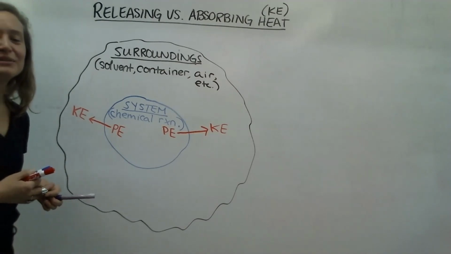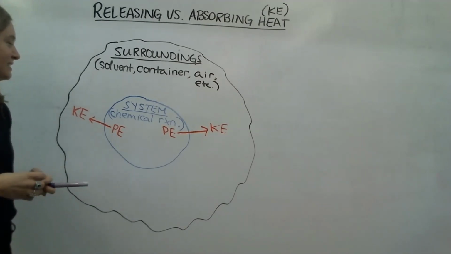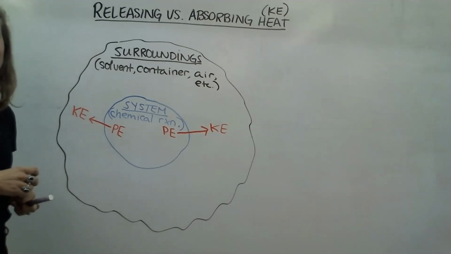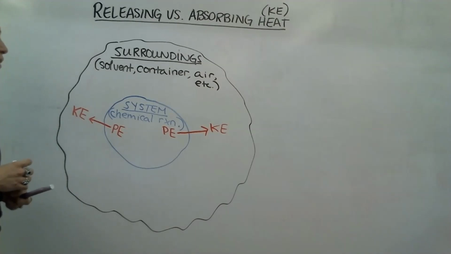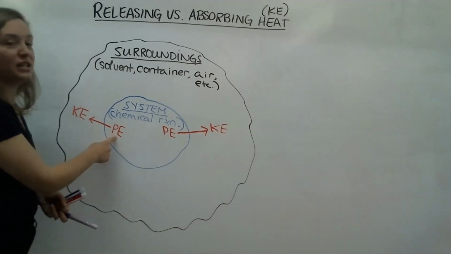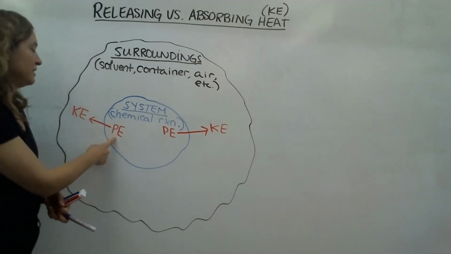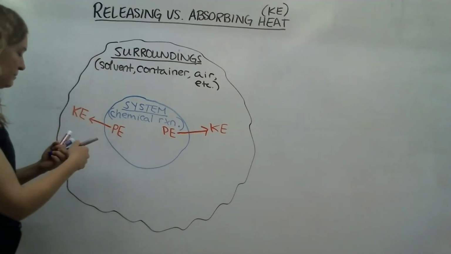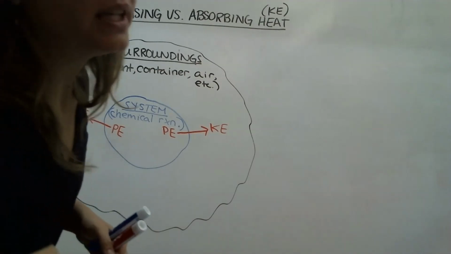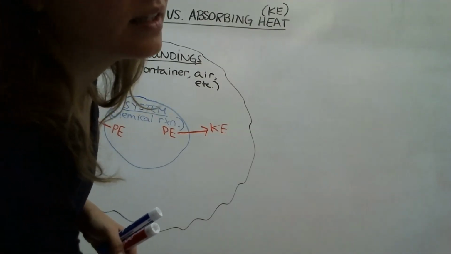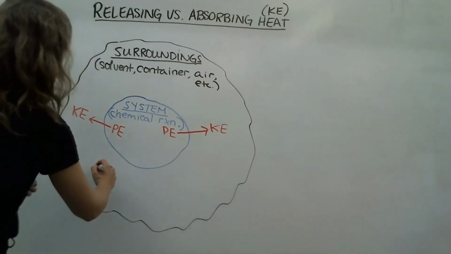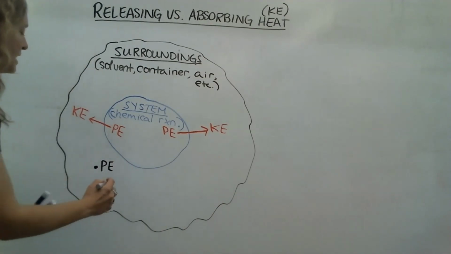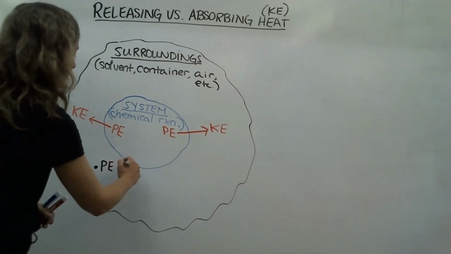Good, I think I saw some changed answers. That's good. So what happens is the potential energy of the bonds in the chemical reaction can get transferred to kinetic energy that leaves the system. And so that means that in the surroundings, we can say that the potential energy turns into kinetic energy.